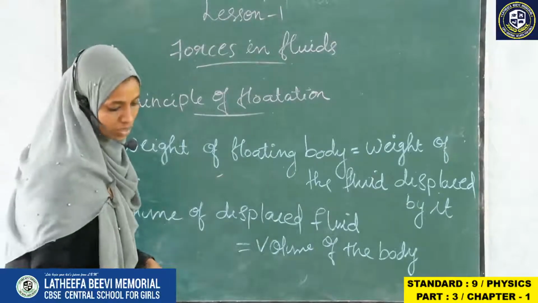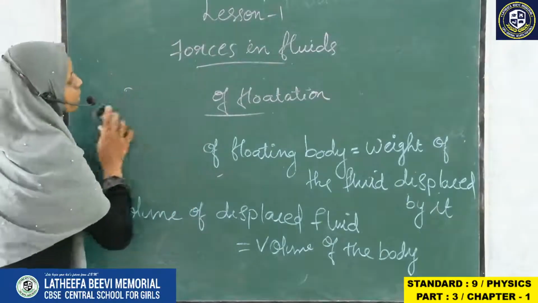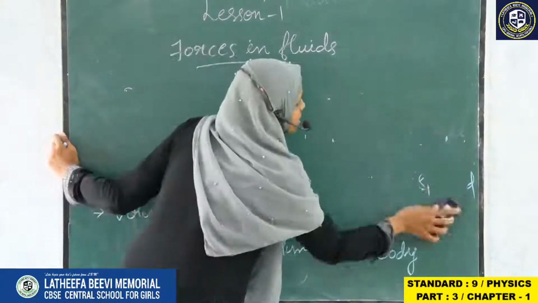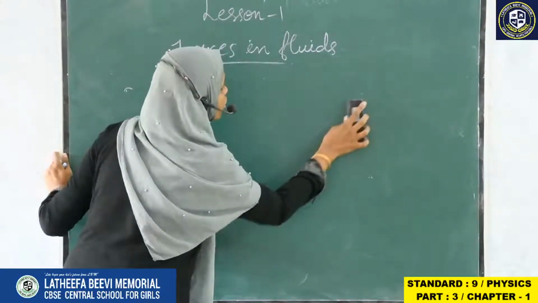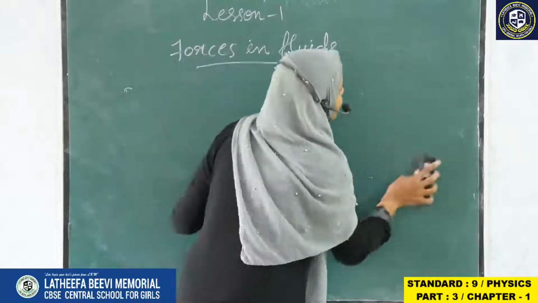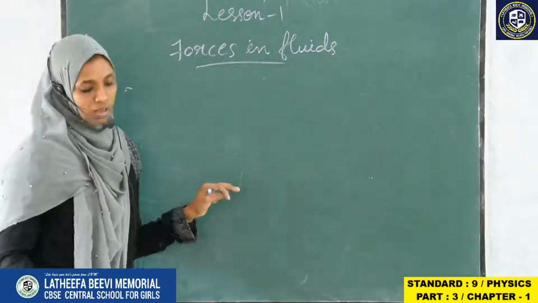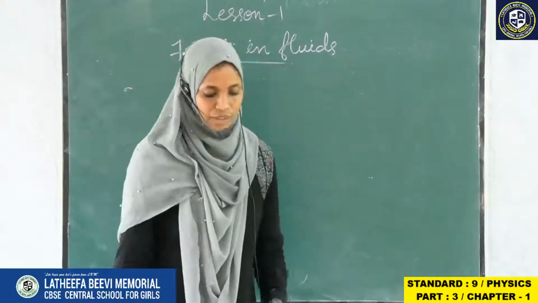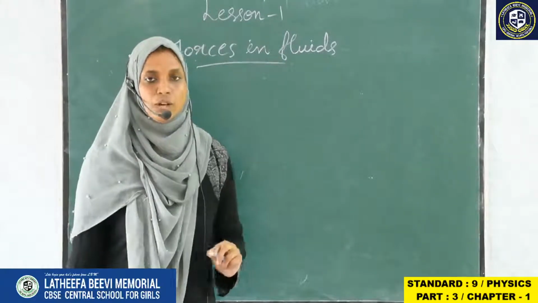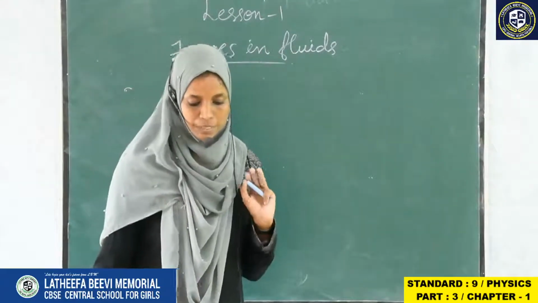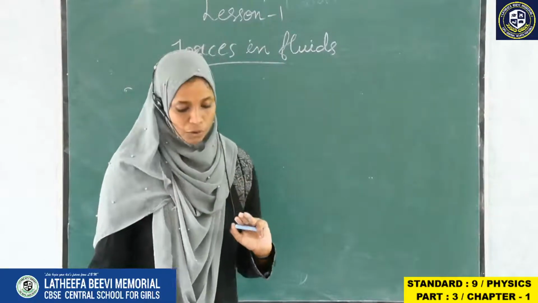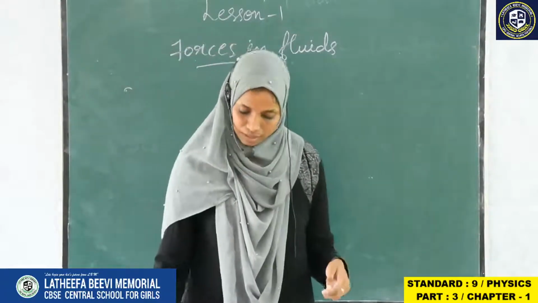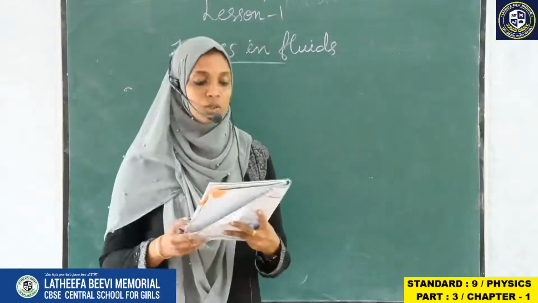In your text you can see it in detail. Check the text. This is the principle of flotation: the weight of the floating body is equal to the weight of the fluid displaced, and when a body is fully immersed in a fluid, the volume of the displaced fluid will be equal to the volume of the body. In your text there are so many questions related to that.